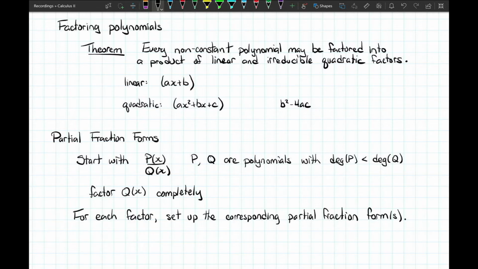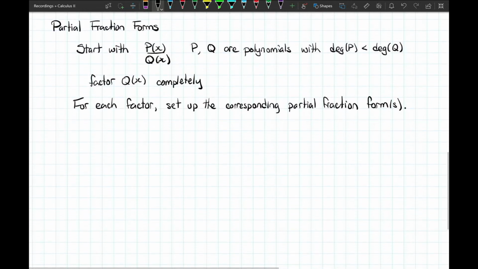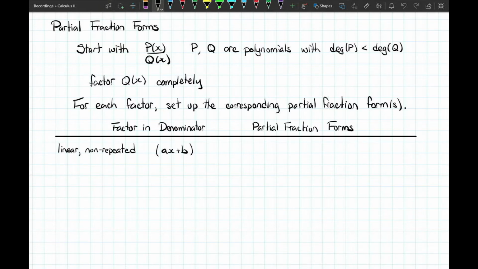For each factor of that denominator, we will set up the corresponding partial fraction forms. So let's start off with a factor that is simply linear. For a factor that is linear and not repeated, something that just looks like ax plus b to the power 1, then for a partial fraction, we can expect the denominator to be ax plus b with a constant in the numerator. Let's call that capital A.